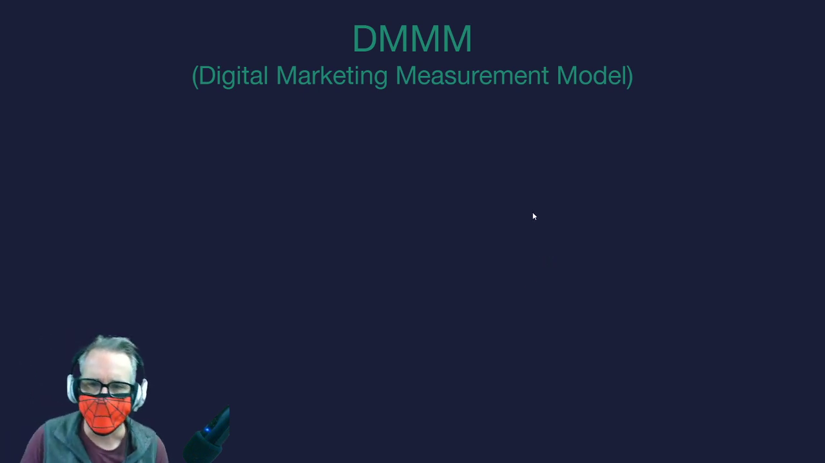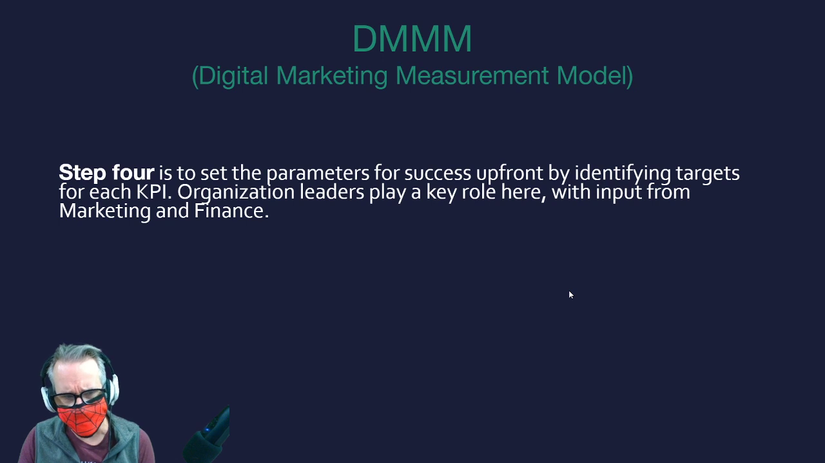Continuing our digital marketing measurement model. Step four, you're going to set the parameters for success. So your targets. I'm going to say, what do I need to achieve? So if I sold 5,000 widgets last month, is my target 6,000 widgets this month? Is it something less, something more?